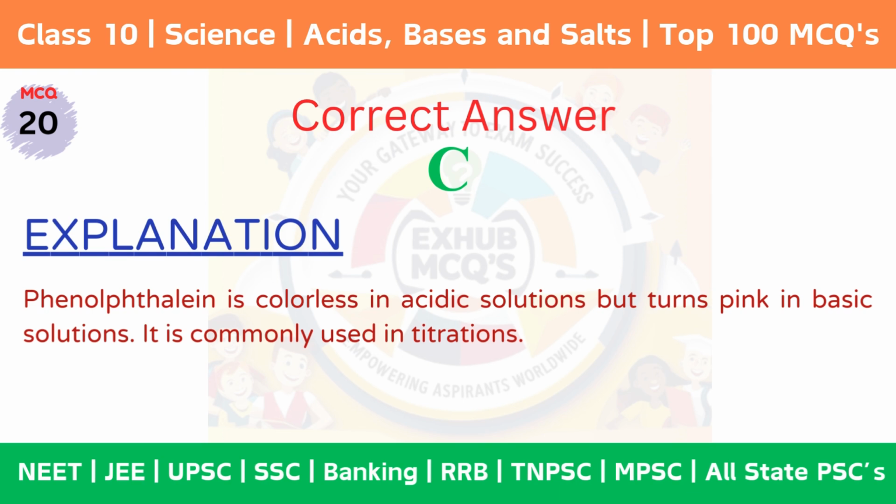Explanation. Phenolphthalein is a chemical indicator that turns pink in basic solutions. It remains colorless in acidic or neutral solutions and is commonly used in titration experiments.